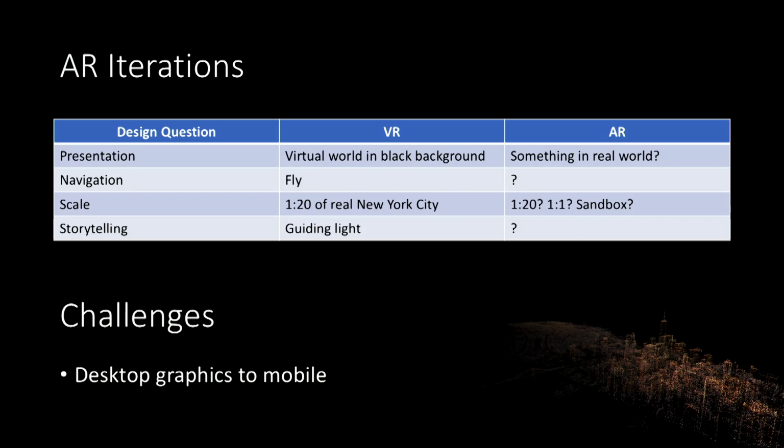But during the migration, there are a lot of design questions that need to be answered, because AR and VR are quite different. For example, presentation: how would I present this virtual world? In VR, I just put it there on a black background, and in AR you have to somehow show something in the real world. Also navigation: as you can see in the video, in VR I'm flying around the city, but in AR you cannot fly because I have to stand on the ground, so what could we do? Also scale: whether we should show a huge New York City or a small model. And also how do we do storytelling. Those are all the AR design questions I need to answer.